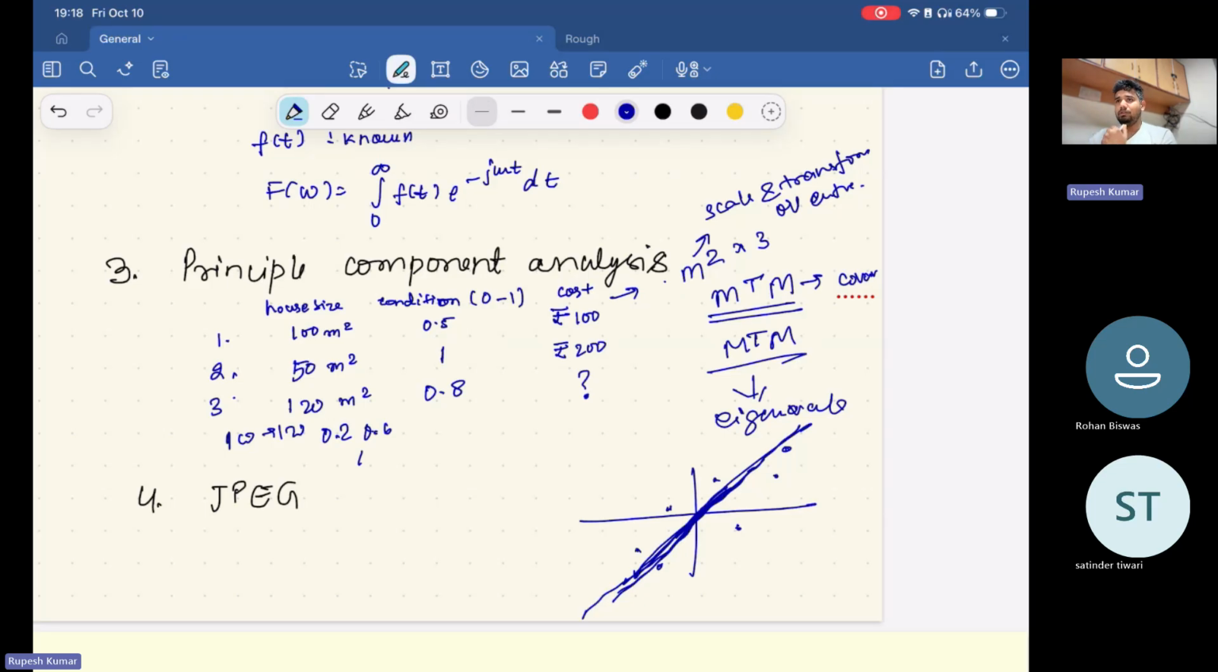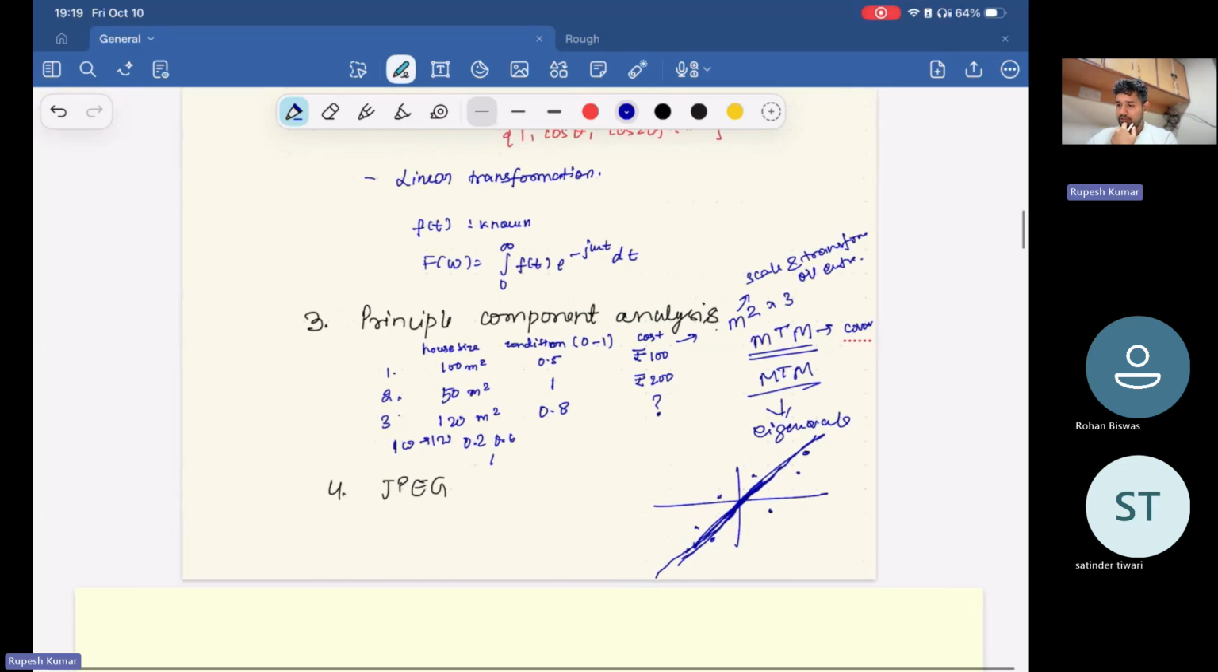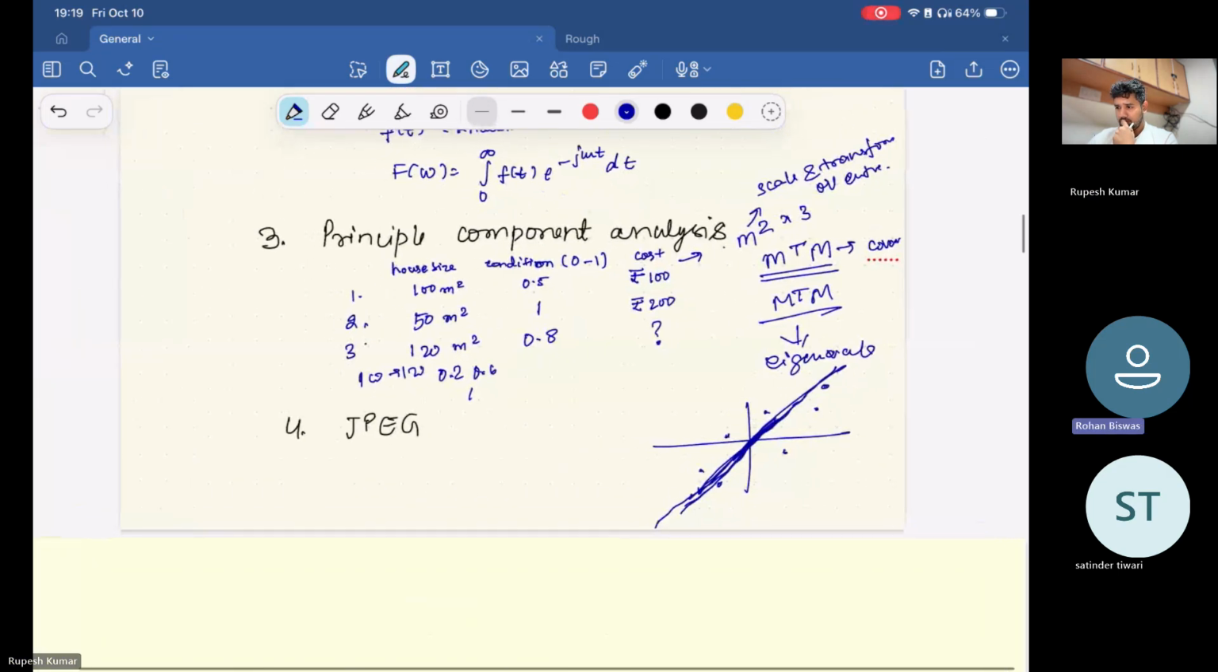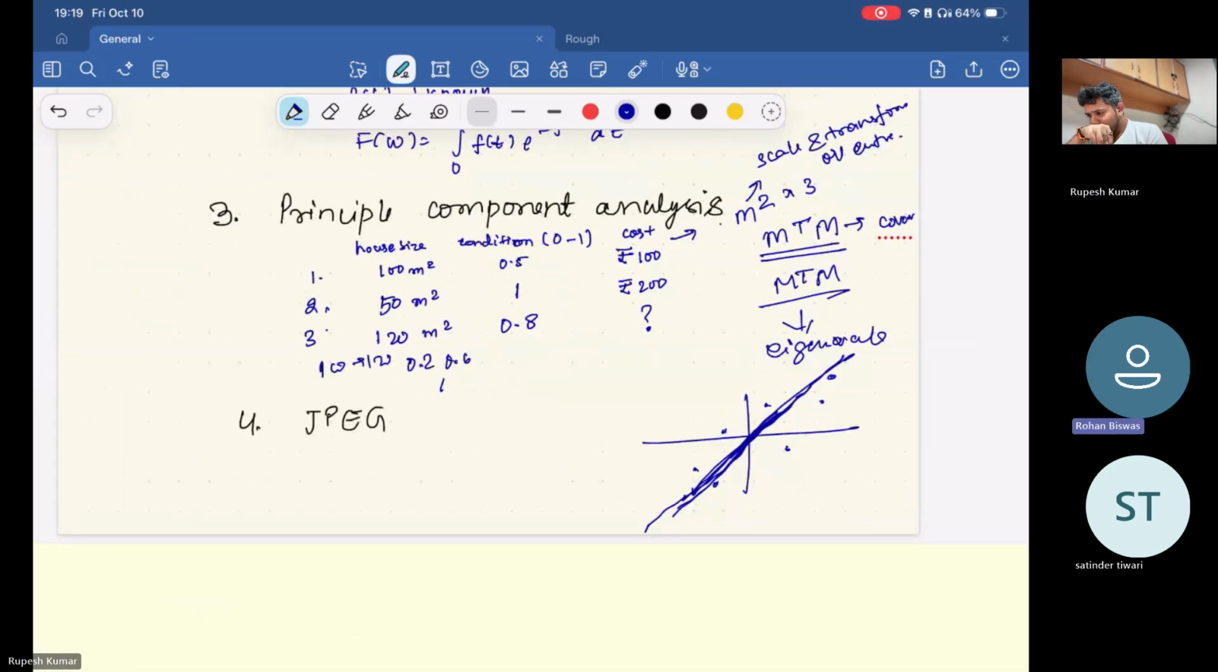We will do the problem on this also, so hopefully this will be cleared up. Sir, so the principal components that you wanted to refer to?